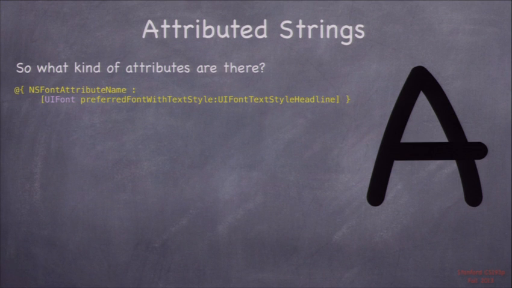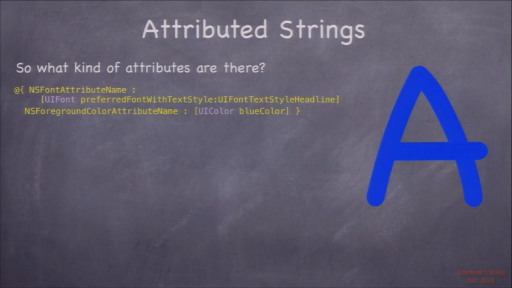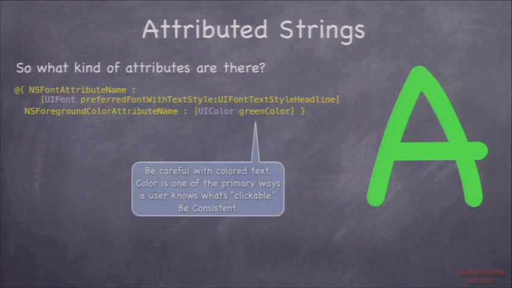So this is where you would get a preferred font of a certain style, like a headline, let's say, in this case. So if I had a dictionary that just had this in there, nothing else, the default text color is black, probably my letter A would look like that. What if I added this key value pair to my dictionary? NSForegroundColorAttributeName, UIColor blue color. So here the key is this foreground color attribute name. The value is a UIColor. So that changed it to blue. And I could change it to green if I wanted to.